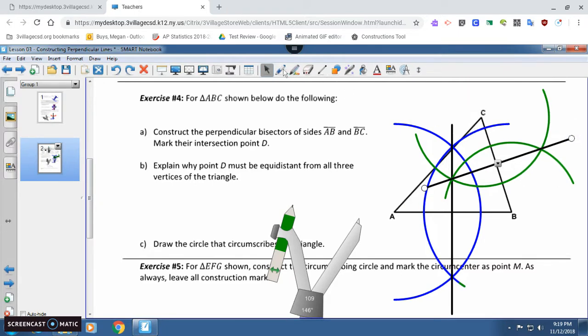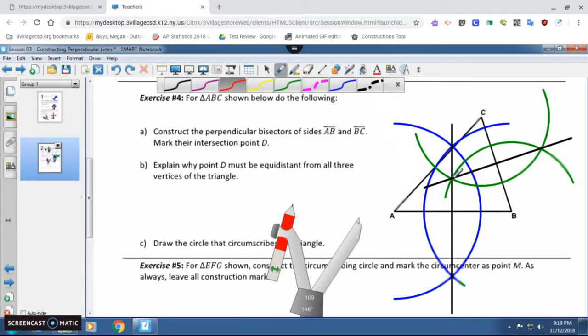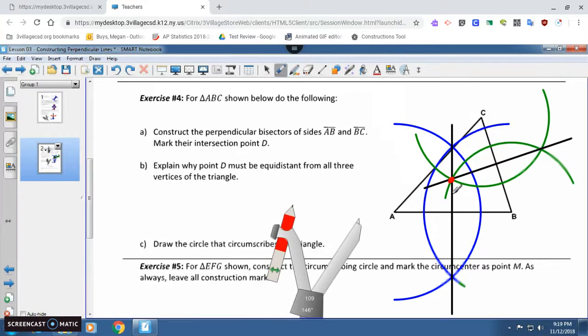Now notice where those 2 perpendicular bisectors intersected, this point right here, that's our equidistant point. It's got to be equidistant, so that way that's going to be our center point of our circle. So explain why point D must be equidistant from all 3 vertices of the triangle. Well, we've just bisected 2 of the 3 sides. If I bisected the last one, it would pass through that point as well. So we don't really need to have that point shown just yet.